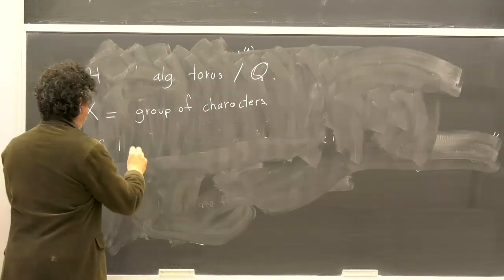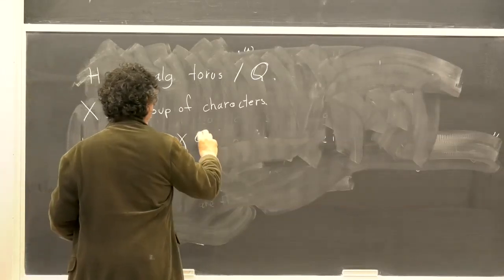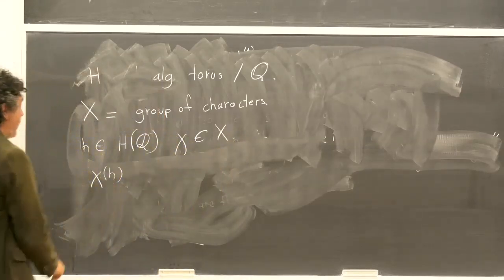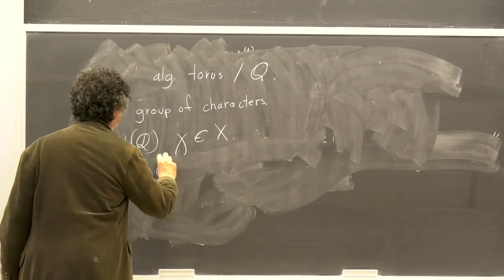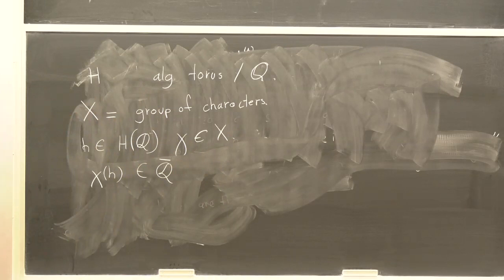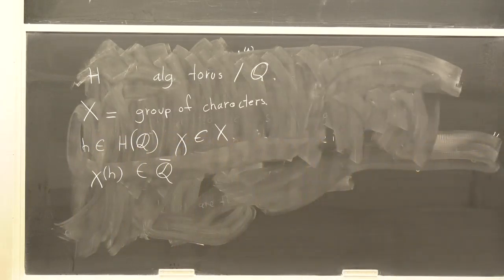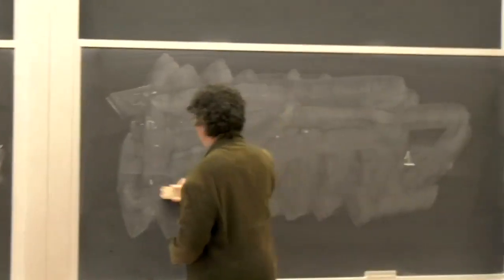But you have to be careful that when h is a rational element in H of Q, and chi is a character, chi of h usually is an element in the algebraic closure of Q, but it's not always in Q itself, because most tori are not split. Okay, so it's an algebraic number, but usually it's not in Q. And the theorem is the following.